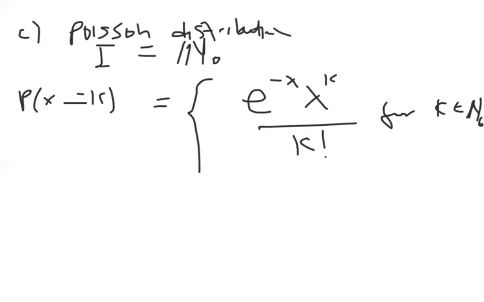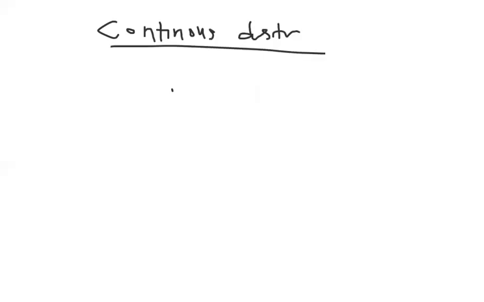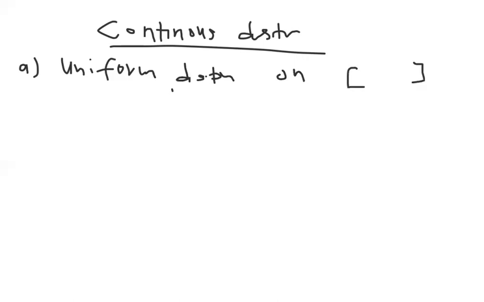So the next one is the continuous distribution. With the continuous distribution, we have first the uniform distribution. Let's say the uniform distribution on the interval [a, b]. Always when you see this expression, these brackets here, it means a and b inclusive, right?